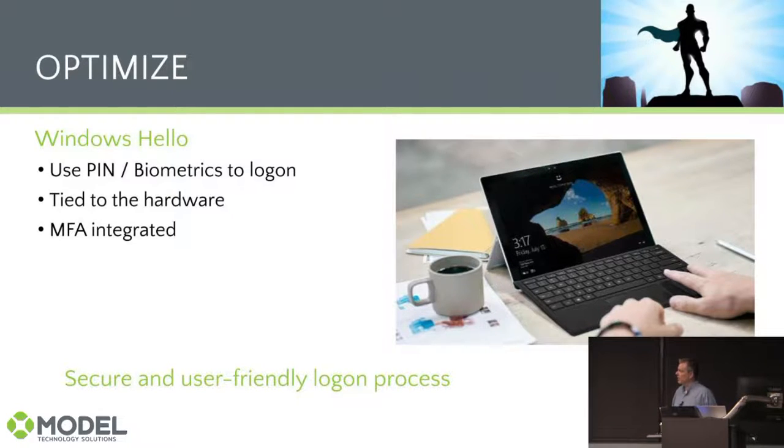We can integrate Windows Hello with multi-factor authentication as well. Right? So we kind of have a two-factor authentication there where we have an account, and now we have a fingerprint or a facial recognition or a PIN as a second level of authentication, but we can add MFA on top of that as well to make it even more secure.